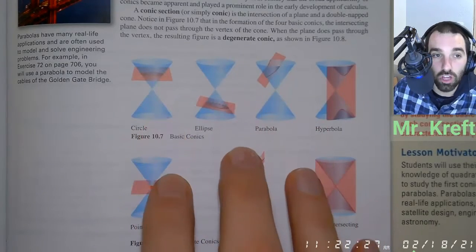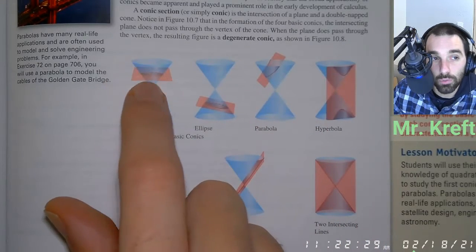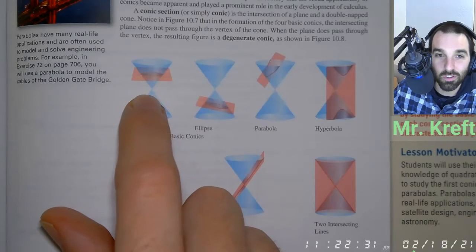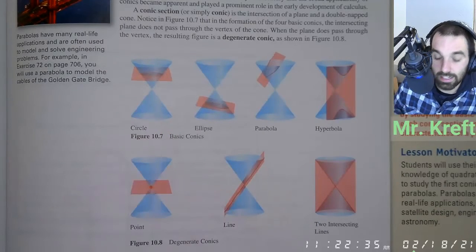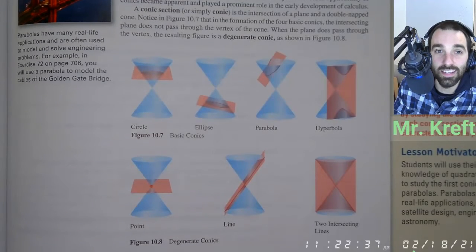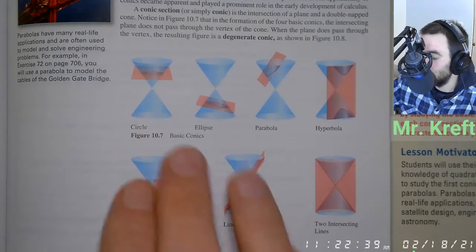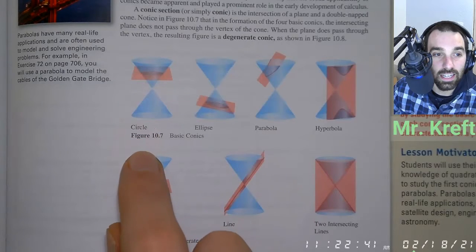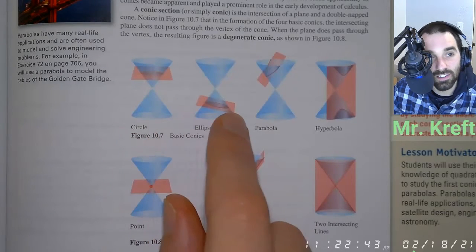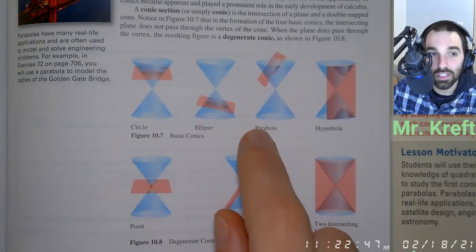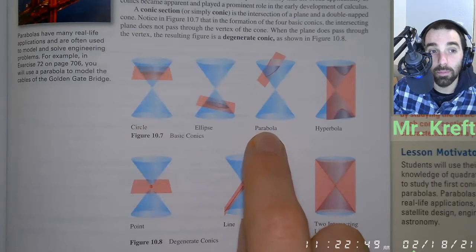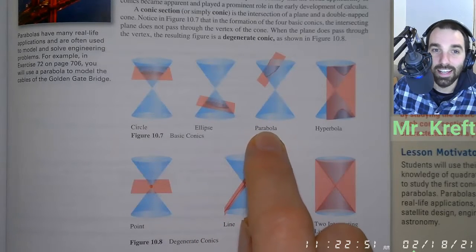The classic geometry thinks of it this way: if you have two cones tip to tip, two inverted cones, a conic is a cone section. If you cut it like this, you get a circle. If you cut it at an angle, you get an ellipse. If you cut it like this, you get a parabola, and a parabola is what we're going to be talking about today.